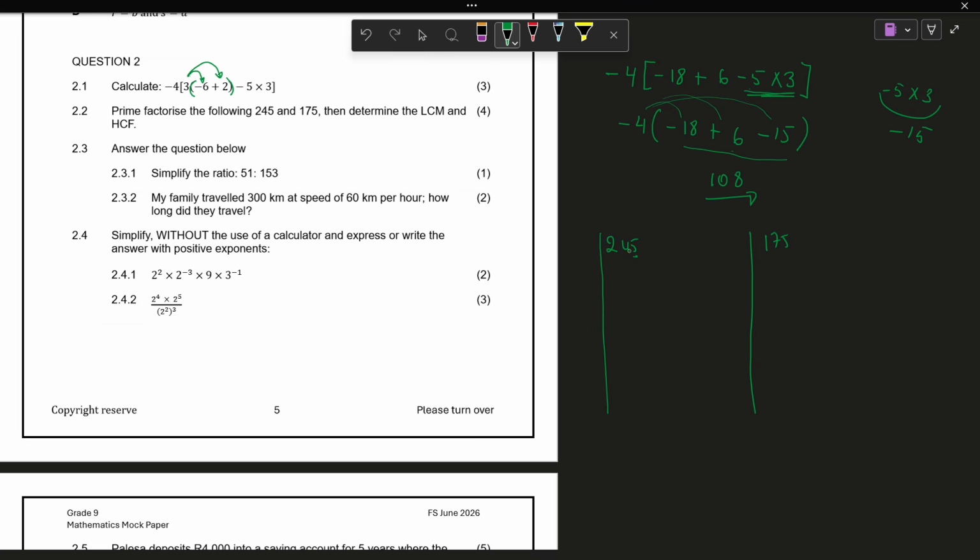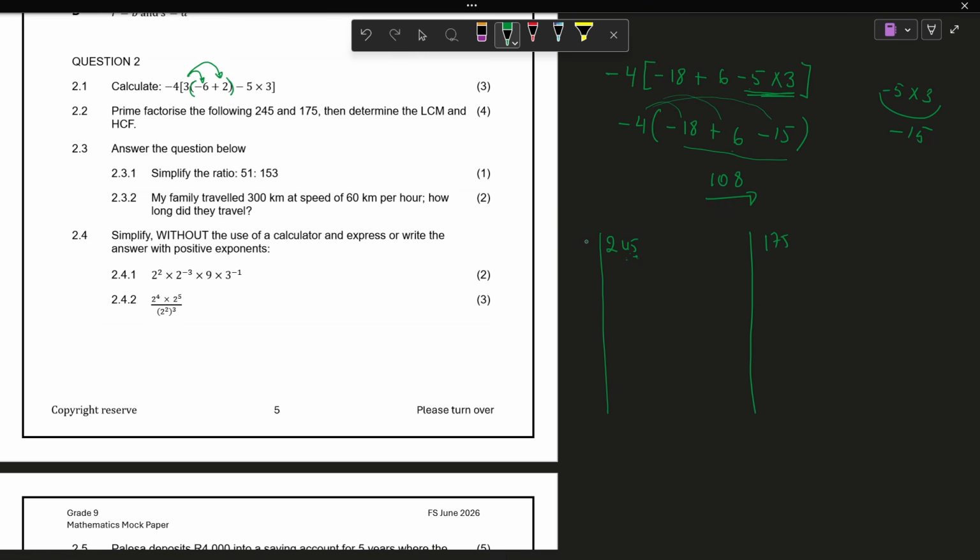Now, can we divide this by 3? A number is divisible by 3 if the sum of its digits is a multiple of 3. So the sum of 2 plus 4 is 6, plus 5 is 11. Is 11 a multiple of 3? No. So the divisibility of 3 fails. By 4, a number is divisible by 4 if the last 2 digits are divisible by 4. So 45 is not divisible by 4. Therefore, it's going to fail.